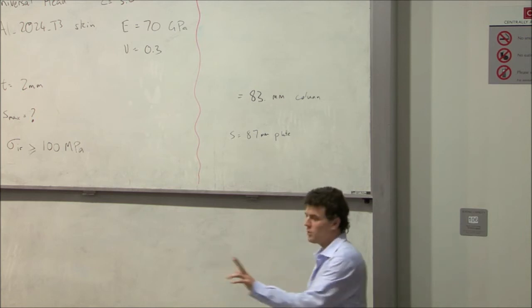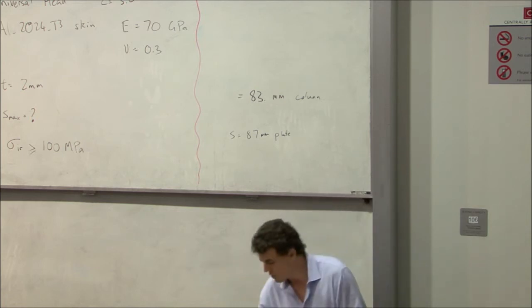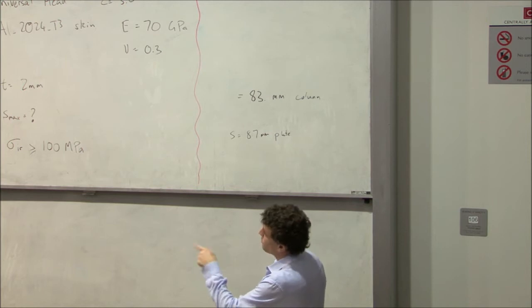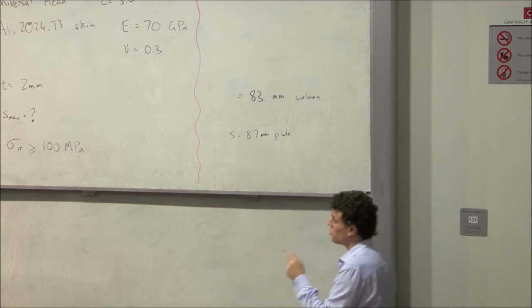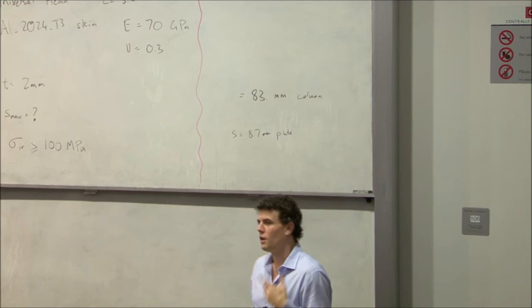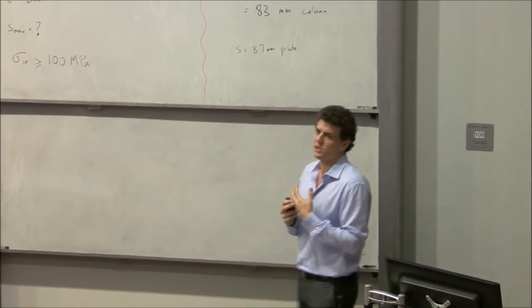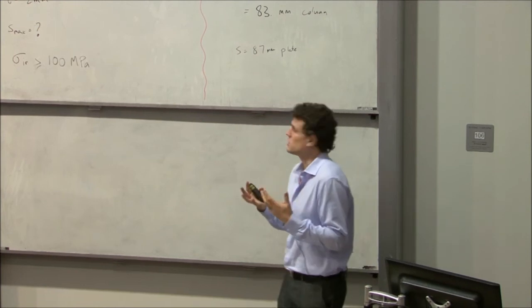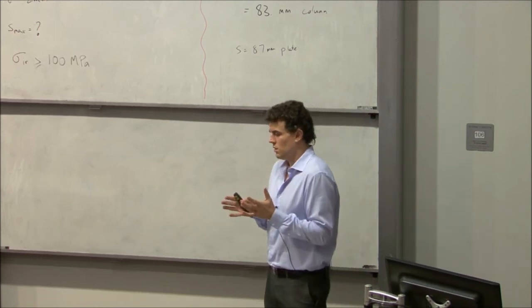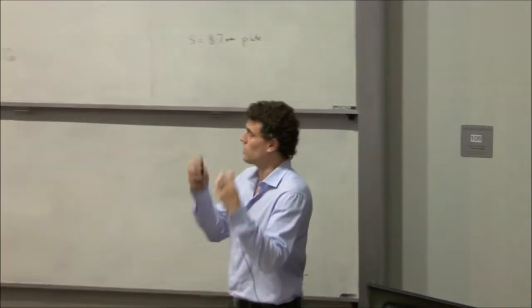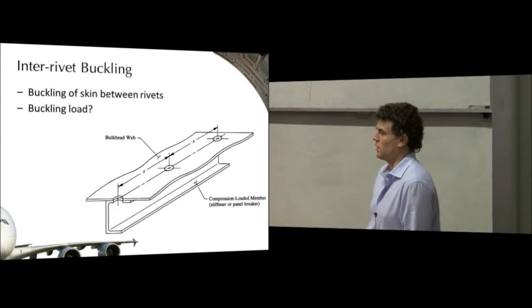So the three modes we've talked about so far, the stiffener local buckling, the skin local buckling, and the inter-rivet buckling, are somewhat independent of each other. They depend on the same initial parameters, but they don't interrelate to each other necessarily. You can analyse them all independently.